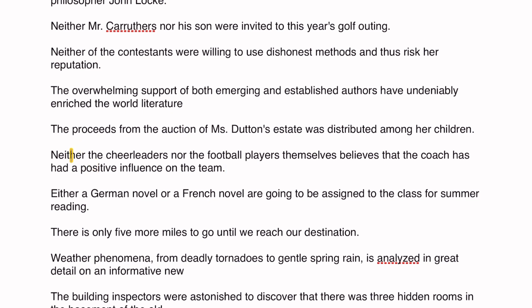طيب neither بدأنا بيها، يبقى أول subject the cheerleaders. اللي بيقسمهم إيه؟ nor. يبقى تاني subject the football players. The football players themselves. The football players أظن واضحة. يعني دي subject B، يعني ده بيحدد الverb. طيب الverb هنا singular believes، لا الغيها خليها believe. Believe that the coach has had a positive influence on the team.